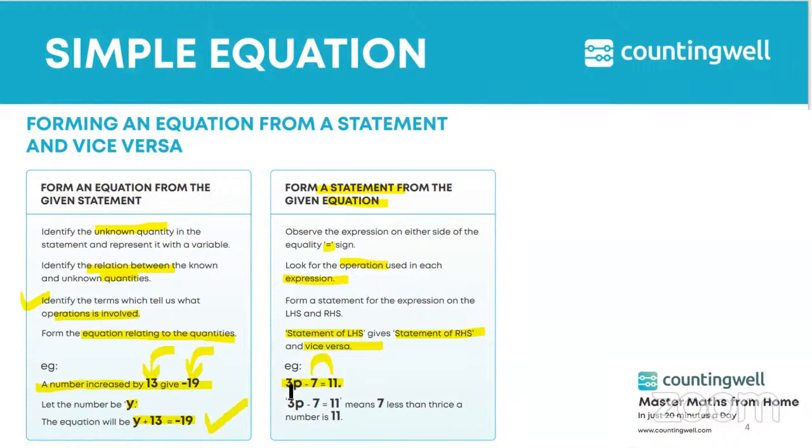So here what we have done, we have taken 3 times the unknown variable p and then we have subtracted 7. So the result will give you 11. So thrice a number is 3p, and if we take 7 less from that number, we'll get 11. So what is the statement of LHS? The statement of LHS is 7 less than thrice a number. And the statement of RHS is 11. So we have 7 less than thrice a number gives 11, or 7 less than thrice a number is 11.